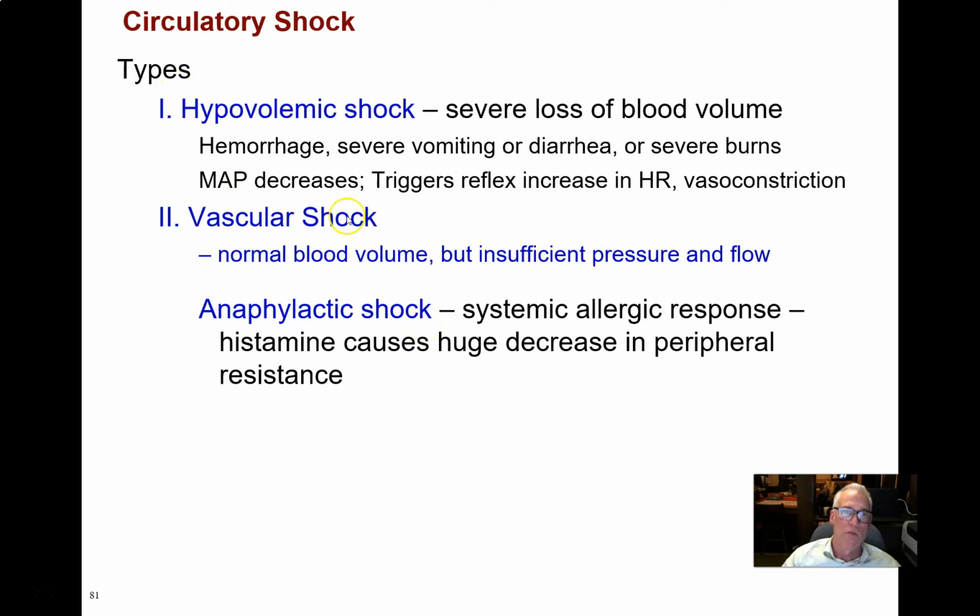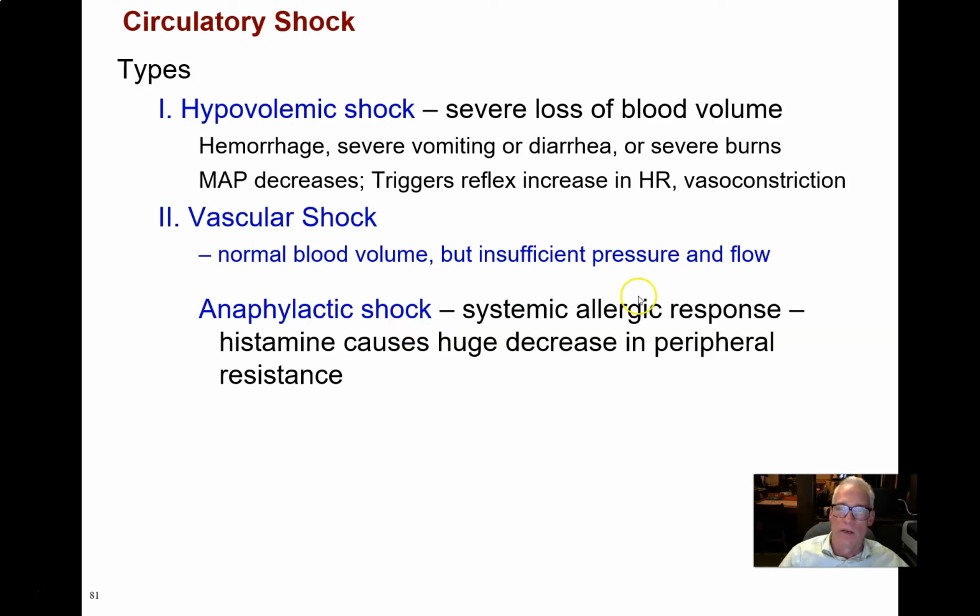Vascular shock is another major category of causes of circulatory shock. It means that the blood volume is normal, but the blood vessels aren't constricting normally, and so we don't have enough blood flow, enough blood pressure, venous return, stroke volume, and flow. Here's an example, anaphylactic shock.